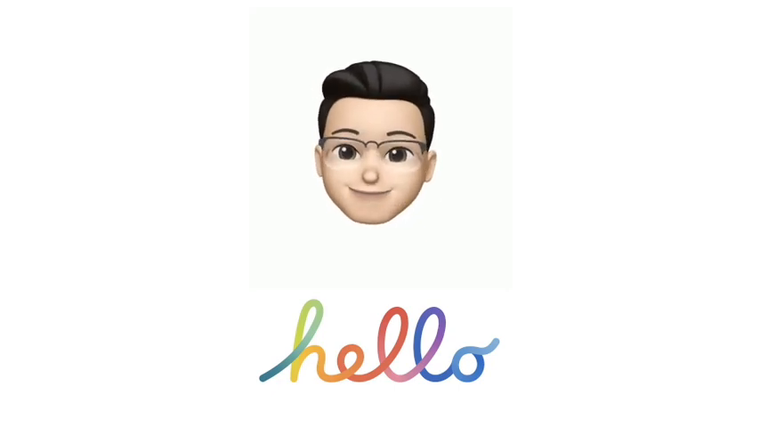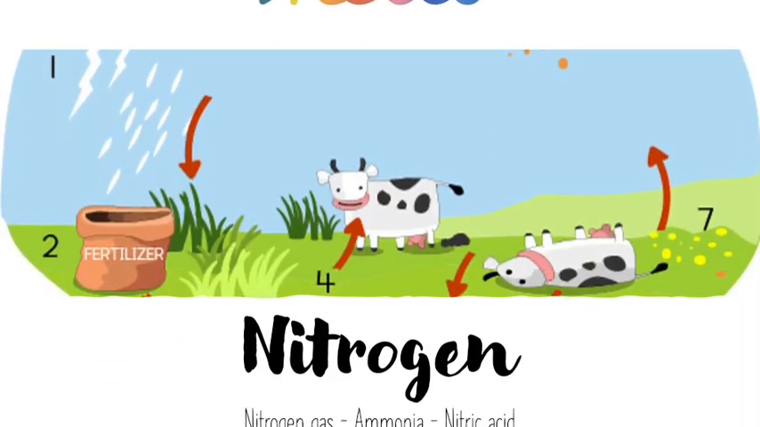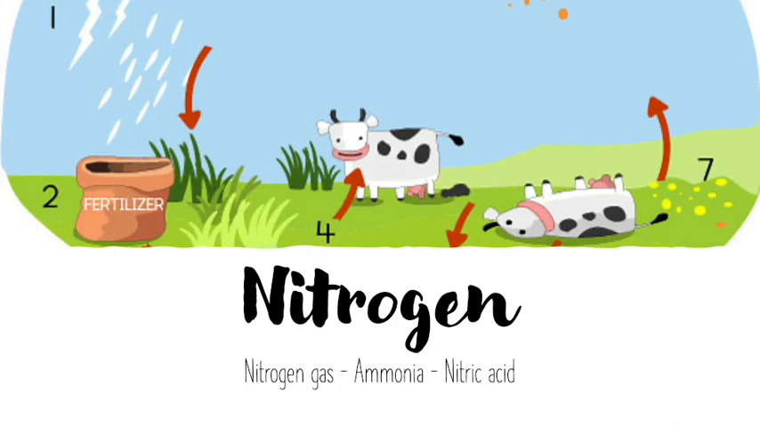In this video, I will be discussing the nitrogen element, which is in the second chapter of the 11th grade curriculum. We will focus on three main substances containing nitrogen, namely nitrogen gas, ammonia, and nitric acid. So let's begin. I want to begin by showing you this.